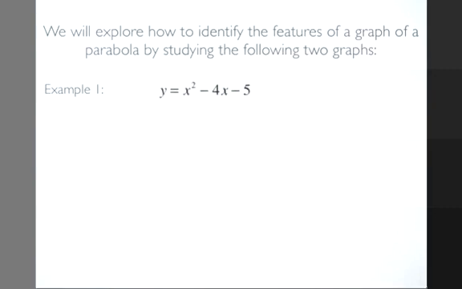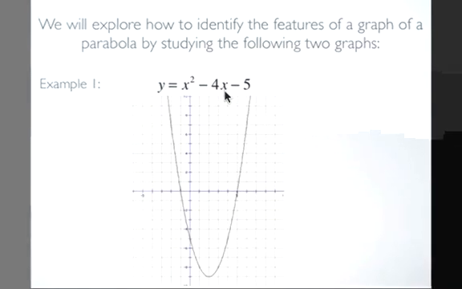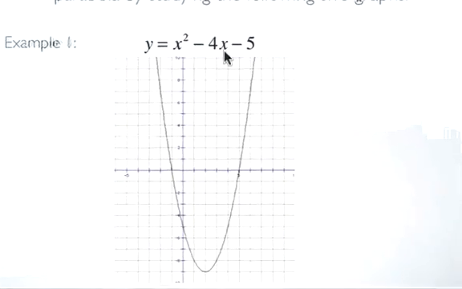Here's example 1. Example 1 is a quadratic function, or quadratic expression. Y equals x squared minus 4x minus 5. This is the graph it produces.